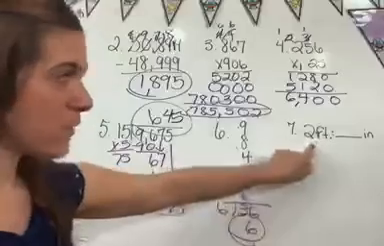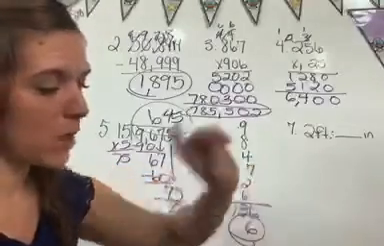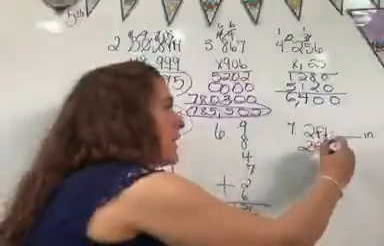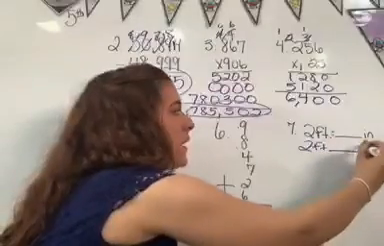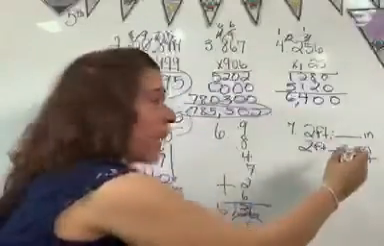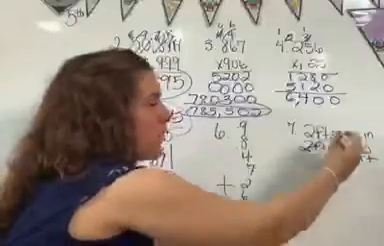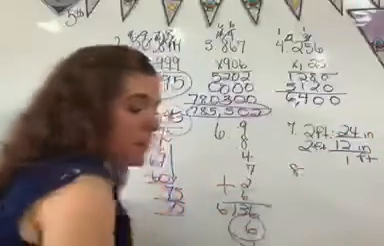Number 7 says to convert 2 feet into how many inches? The answer is 24. How do you know? 2 feet. Put your feet here. How many inches are in a foot? 12. 2 times 12 is 24. Okay?